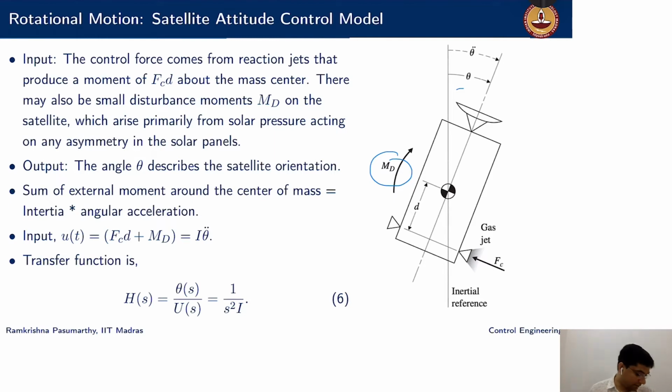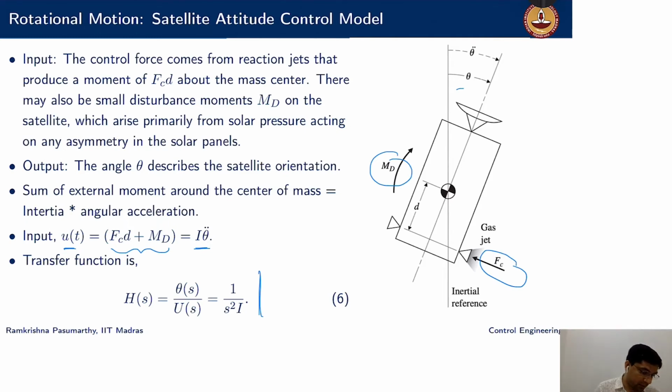So what is the math behind this? The sum of external moments around the center of mass is inertia times the angular acceleration. Just simple rotational motion. So input u of t, this is Fc times d, which is the control force which comes from the reaction jet. This should be equal to I theta double dot. So H of s, the output theta over U, is just a good simple second order system.